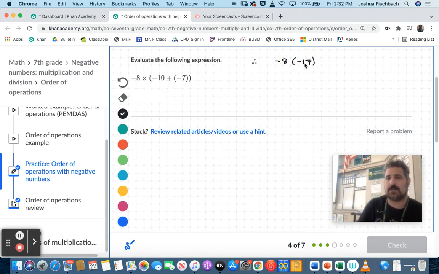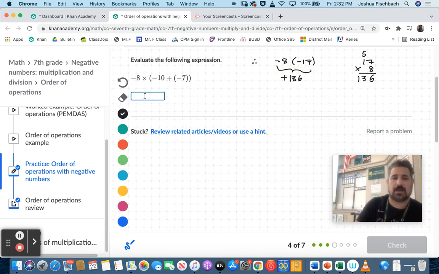And so a negative times a negative is a positive. So we know the answer is a positive. And then 8 times 17, you can do that out if you want. 8 times 7 is 56. 8 times 1 is 8, plus 5 is 13. So you're looking at 136 on the positive side. It's going to be 136.